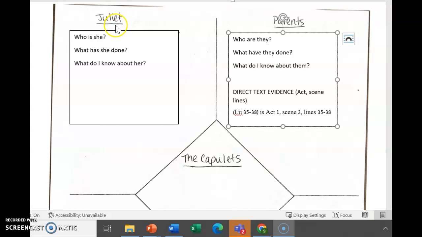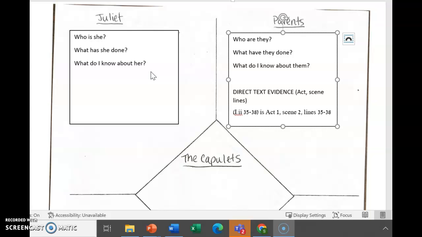But so for example, Juliet, who is she? What do I know about her? What has she done? If I go through Act 1, Scenes 1, 2, and 3, which you've read so far, what do I know? What can I fill in here? So things like we know that she's Lord and Lady Capulet's daughter. I don't know if that's really going to be helpful information for you.